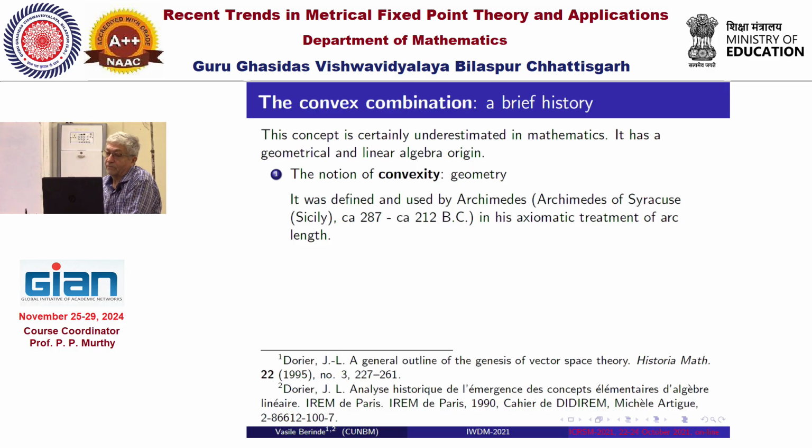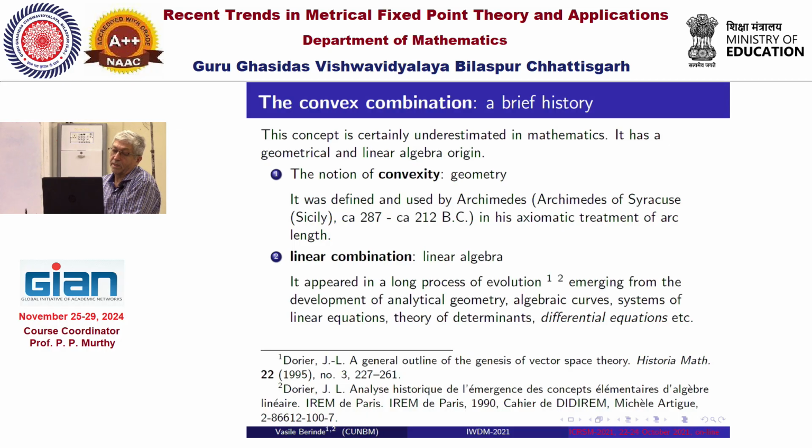It was first introduced in mathematics almost 300 years before Christ, so about 2,300 years ago, when Euclid introduced the concept of convexity in geometry. Then the concept appeared in linear algebra, as we use linear combinations. But it was a long process of evolution, in essence related to the development of analytical geometry, algebraic curves, systems of linear equations, the theory of determinants and differential equations.